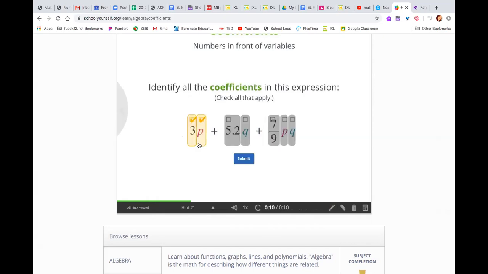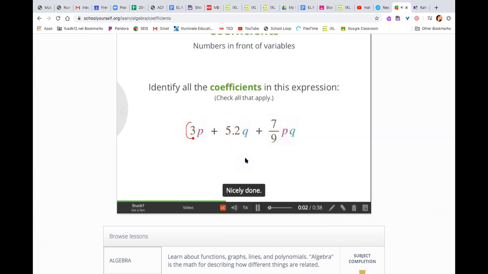So is p a coefficient? No. What about 5.2? Yes. What about q? No. What about 7/9? Yes. What about p? No. What about q? No. Nicely done. 3, 5.2, and 7/9 are the coefficients here.